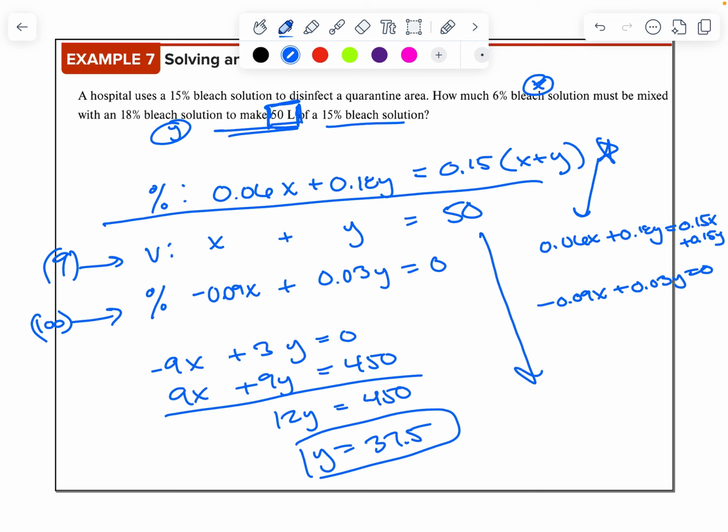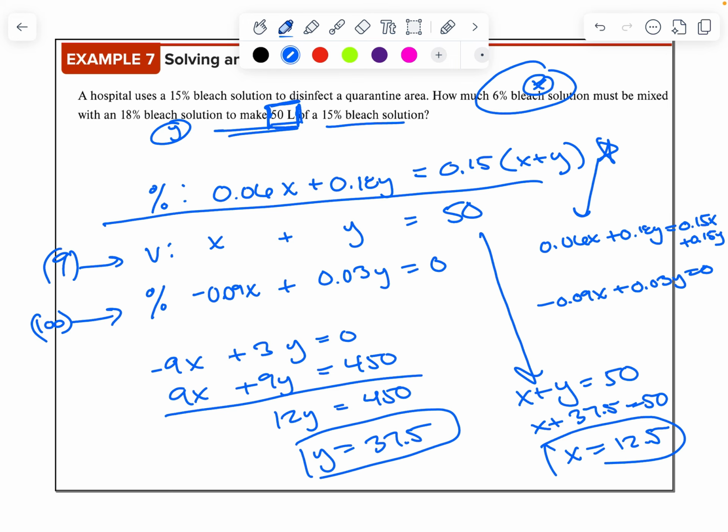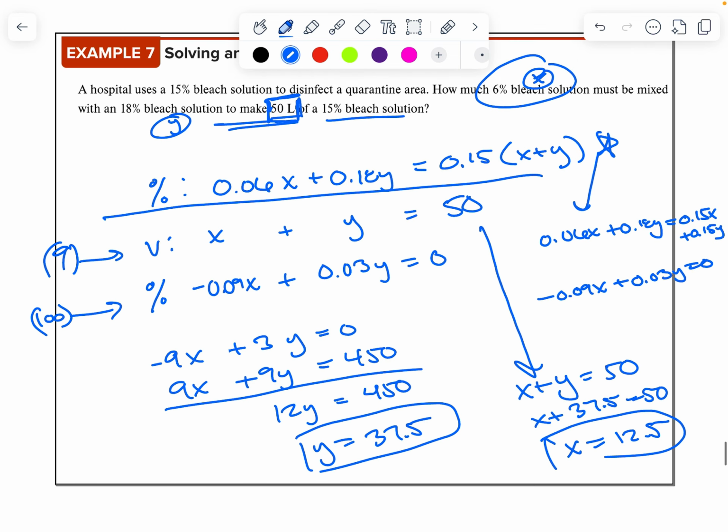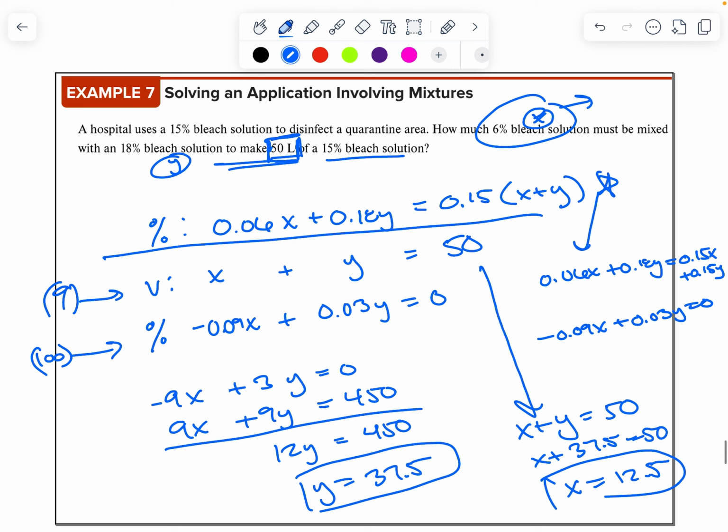Then I can use this equation right here. Since x plus y equals 50, and I know y, that means x plus 37.5 equals 50. And so 50 minus 37.5 gives me x equals 12.5. So then my solutions here, since x is my 6% bleach solution, my problem would be worded how much 6% bleach solution, and in that blank I would write 12.5 liters. How much 8% bleach solution? And in that blank I would write 37.5 liters.